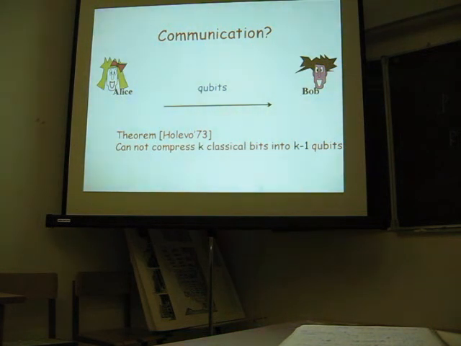In '73, he showed that if you have a message, well, putting it in my language, if you have a message that is built out of k classical bits, then you cannot compress this message into k-1 qubits. Or put differently, the information that you can put in a single qubit is not more than one single bit. Okay? So that's a bit of a disappointment.